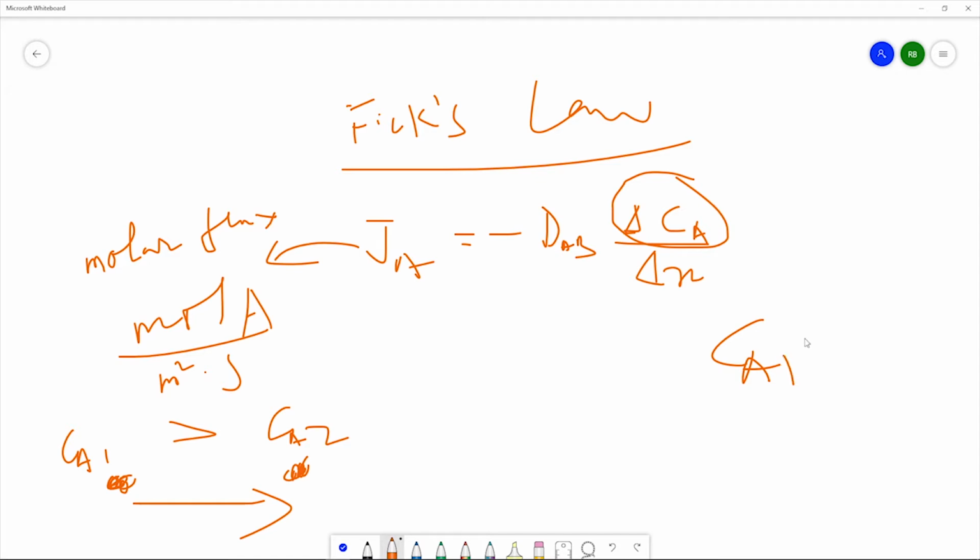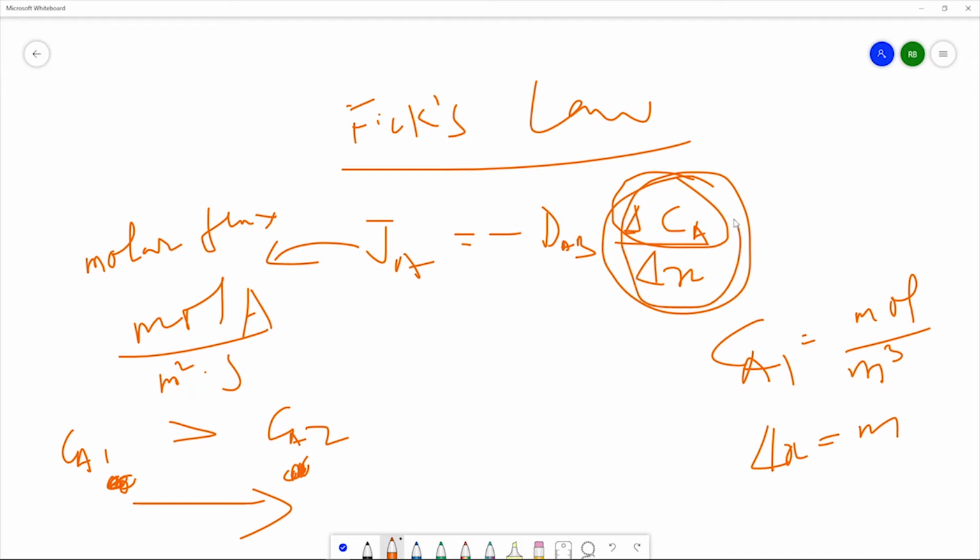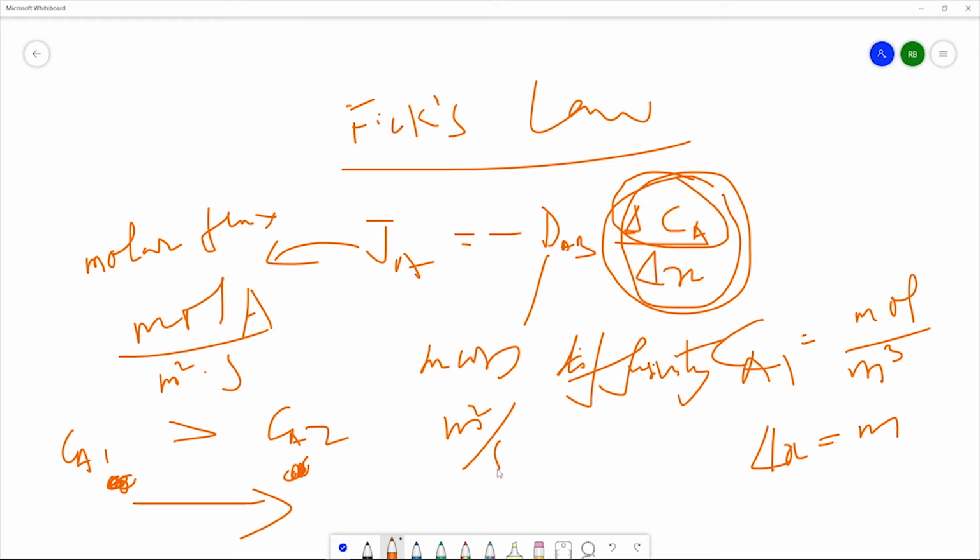CA1 is nothing but molar concentration, so mole per liter or mole per meter cube, you can say. Delta X is definitely in meter because it is distance. So this is nothing but the concentration gradient. And what is DAB? This is called mass diffusivity. The units are meter square per second.